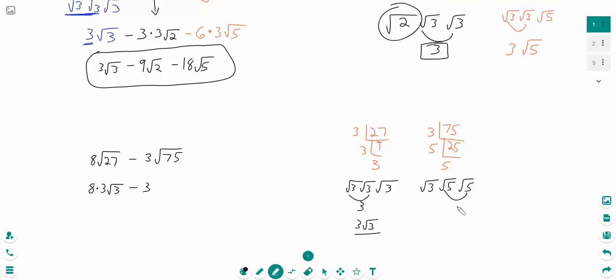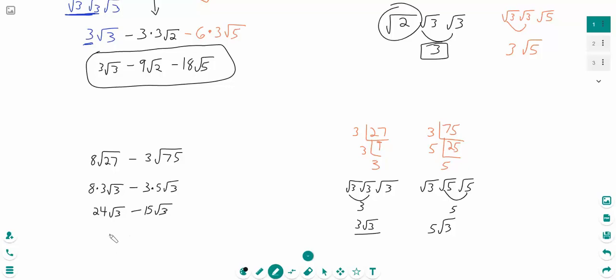These two 5's can combine into a single 5 without the radical. And then we have what's left over. So we have 5 times the square root of 3. So we have over here times 5 times the square root of 3. Now we can multiply things out here in these coefficients. So 8 times 3 is 24 square root of 3, minus 3 times 5 is 15 square root of 3.